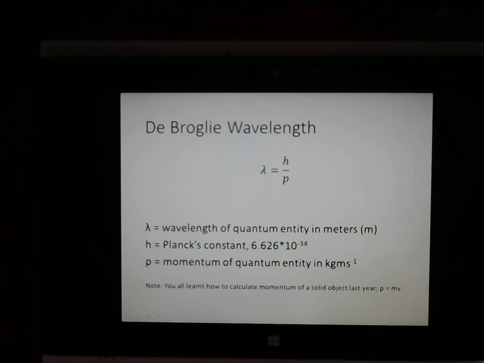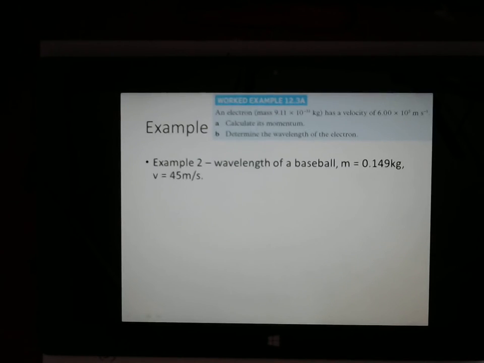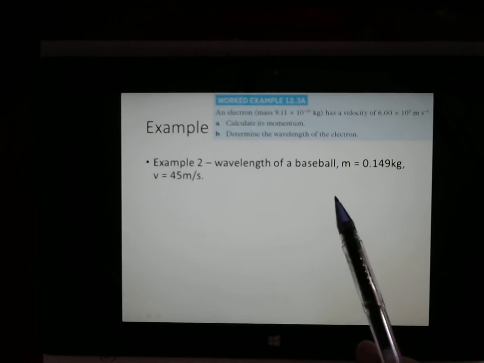And then I've got another example. This one's not from the textbook. I went and looked up baseball last night. So the wavelength of a baseball, we're going to work that out. The mass is 0.149 kilograms, so about 149 grams. And the velocity was about 169 kilometers per hour, so I rounded it down a little bit and went to 45 meters per second. And we're going to work out, well, what's the wavelength of a baseball being thrown in Major League Baseball? Okay, so let's start off with our first one, so 12.3.